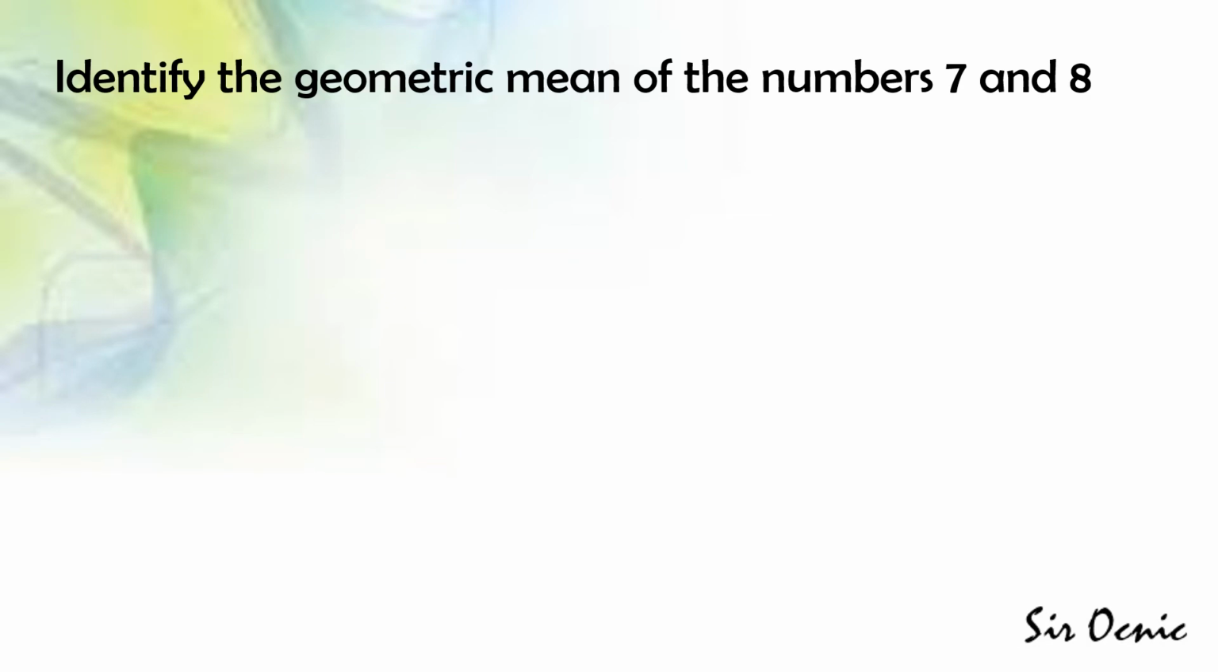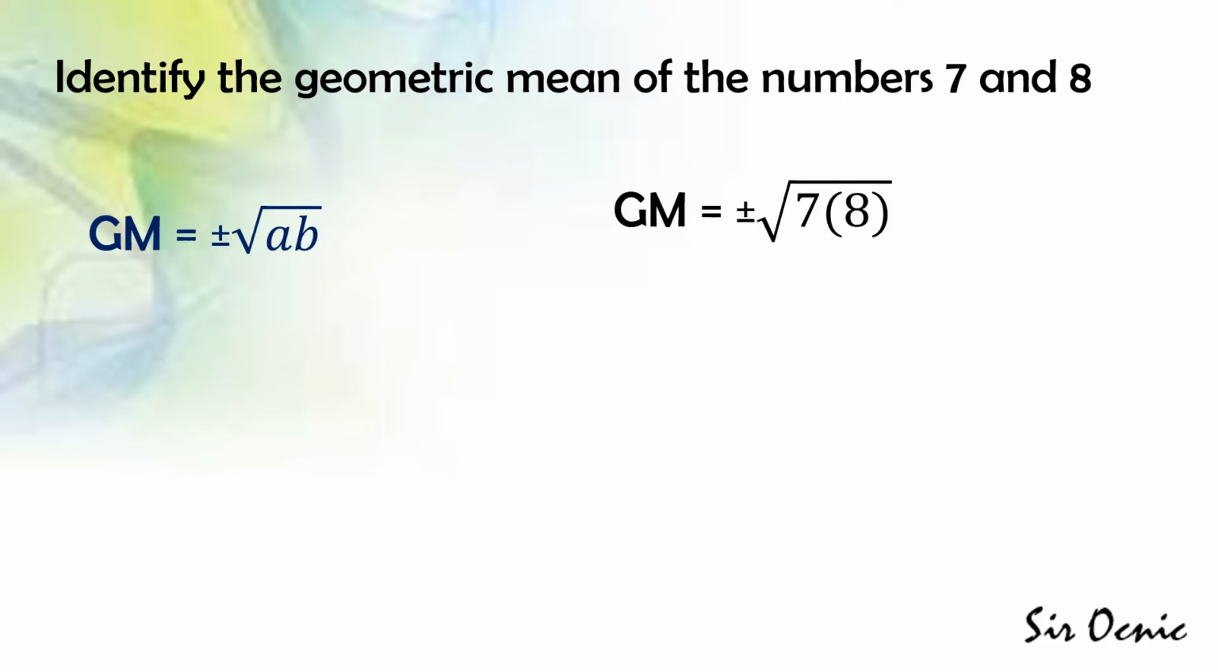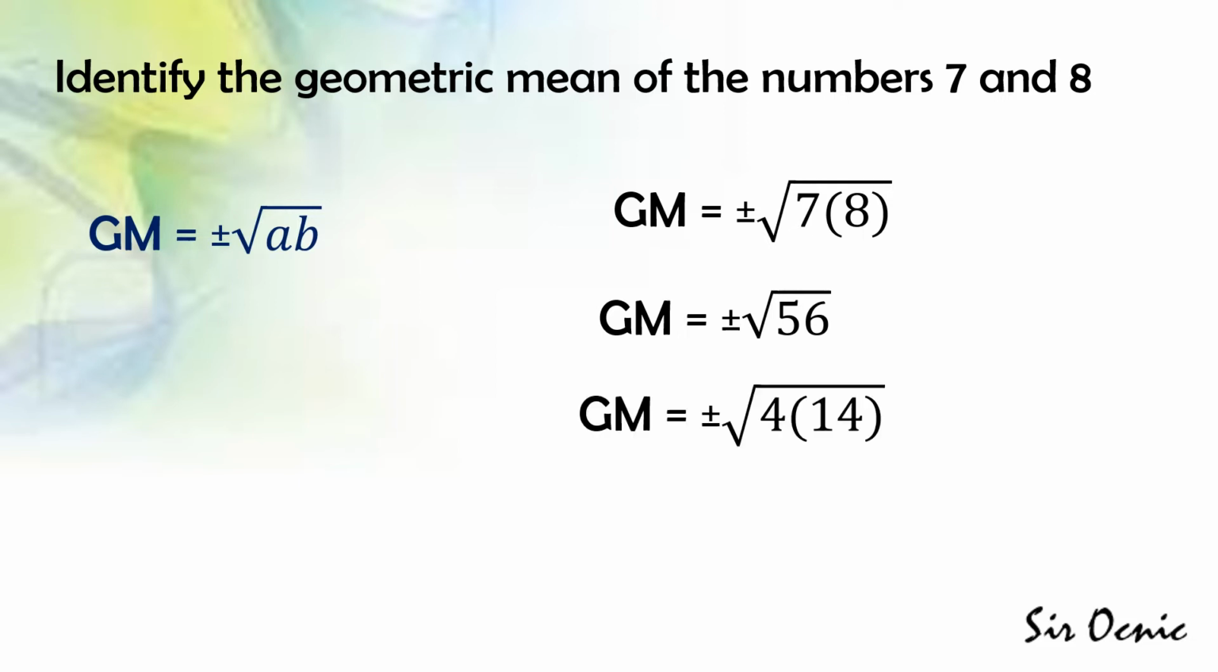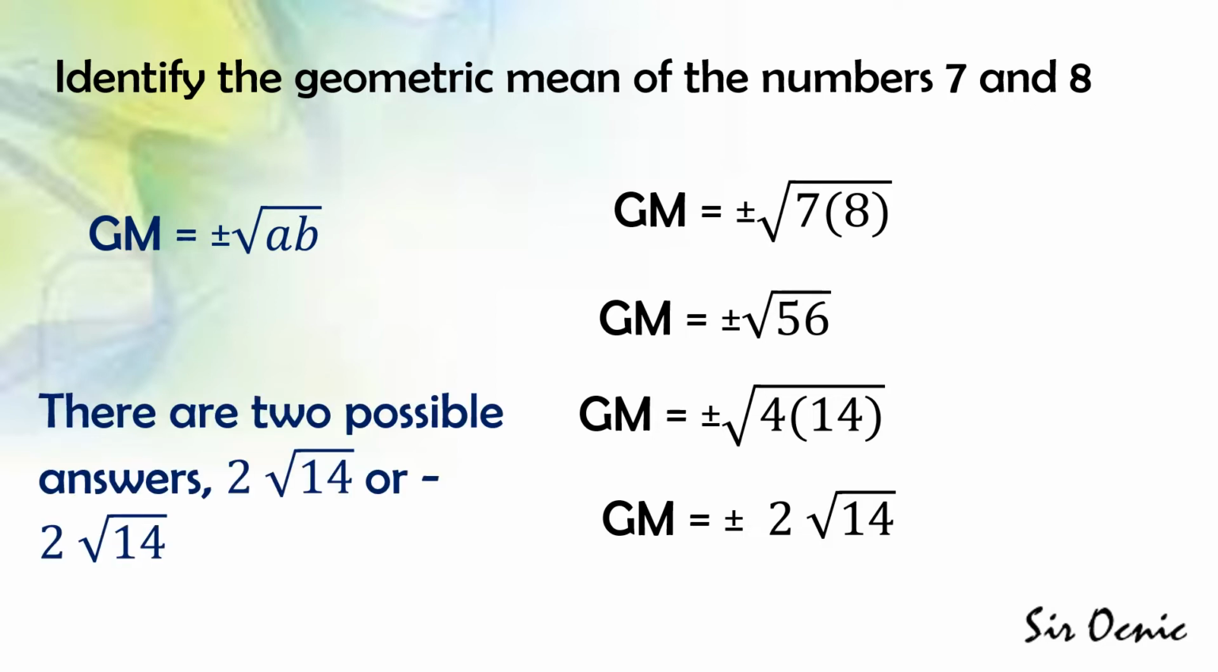Identify the geometric mean of the numbers 7 and 8. Using the formula, we will then have positive negative square root of 7 times 8, which is equal to positive negative square root of 56. Square root of 56 can be simplified and can be factored out, which is equal to positive negative square root of 4 times 14. Simplify square root of 4, and that will be positive negative 2 square root of 14. Therefore, there are two possible answers, and they are 2 square root of 14 or negative 2 square root of 14.